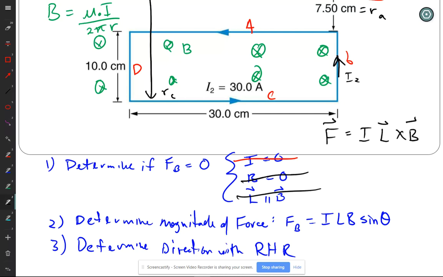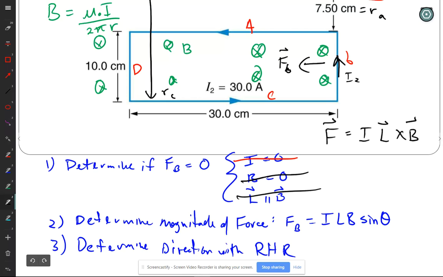Which vector should my middle finger point parallel to? B, because it's the second item. The first item in a cross product is always your index finger, the second item is your middle finger. So I now orient my hand like this, and my thumb is pointing the direction of the force. So the force is going like that.